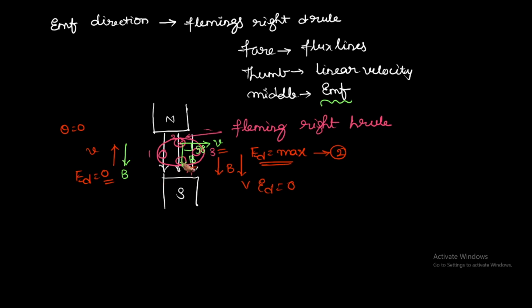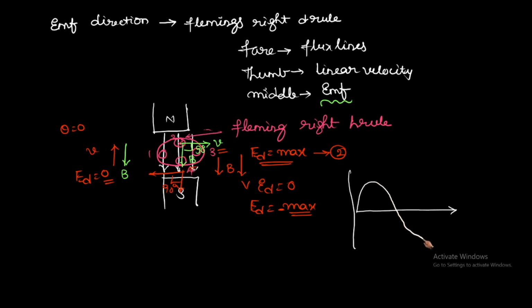And once again in the fourth position, the flux lines will be like this and the linear velocity will be like this. So it is having 90 degrees between them, so the dynamically induced EMF will once again be maximum, but it is a negative maximum, which is reversed. If you draw the waveform of induced EMF at different positions, we can observe like this.